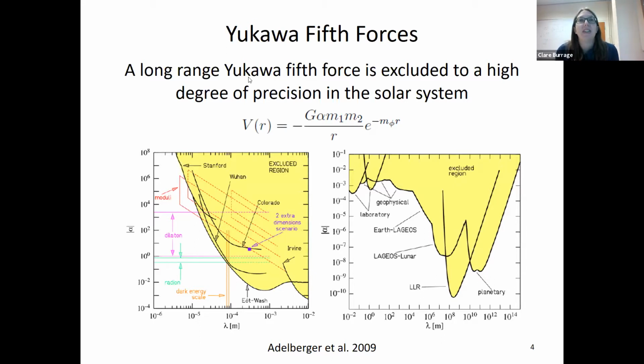But just to say from the beginning that it's really, really hard to modify gravity, and that's because we've tested it so well. So this is a plot of searches for, so this is obviously only one possible modification of gravity, but it's kind of a simple one that you might want to think about first.